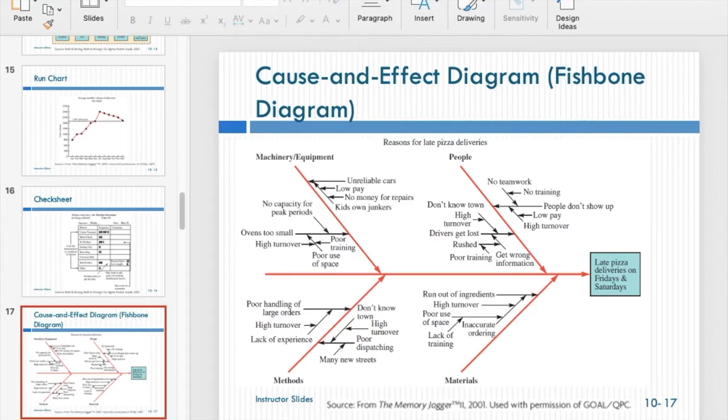All right. So the cause and effect diagram, we also call it the fishbone diagram. The cause and effect diagram is a little bit similar to the check sheet, but there are still some differences. Here in this slide, let's say we are trying to figure out the late pizza delivery on Friday and Saturdays. We're trying to figure out the reason why we have this kind of situation.